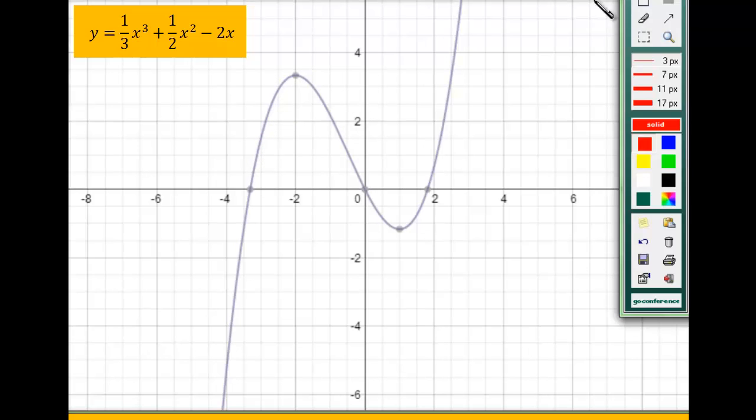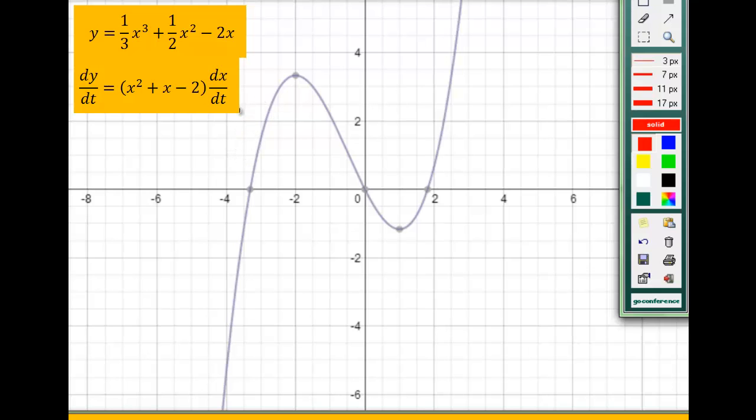In order to do that, the first thing we need to do is find our derivative. So we already know that y is 1/3 x cubed plus 1/2 x squared minus 2x. So we're going to take the derivative with respect to t. And so we get dy/dt equals (x squared plus x minus 2) times dx/dt. And so this formula allows us to calculate dy/dt for any given value of x and dx/dt.